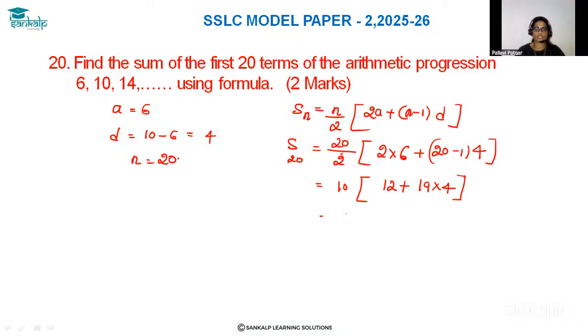So this is equal to 10 into (12 plus 19 fours are 76). So this is equal to 10 into 88. So 10 into 88 is 880. Okay. So the sum of the first 20 terms of the arithmetic progression is 880. Thank you.